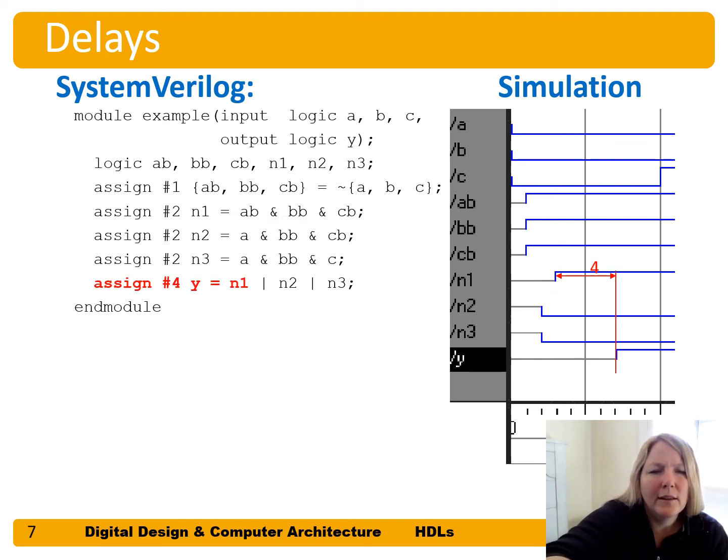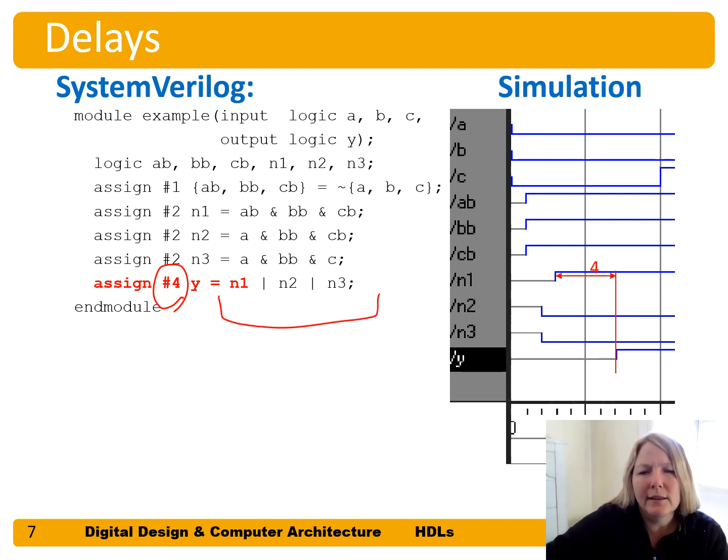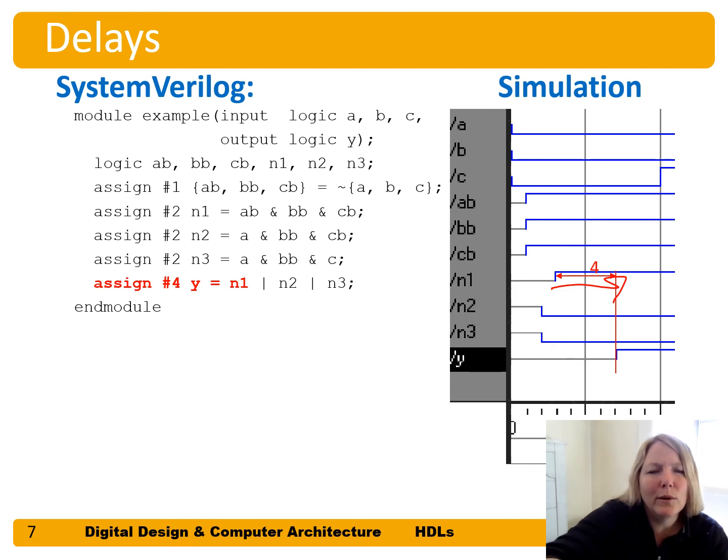And now we have the final output of our module, which should change 4 clock ticks after any of these change, N1, N2, N3. And so we can see that N1 changed here, and 4 clock ticks later, Y changed because it's an OR relationship. N1 changed to 1. We have 1 or, well, stuff. Doesn't matter what those other values are. 1 or anything is 1, and so Y evaluates to 1 4 clock ticks after N1 changes.